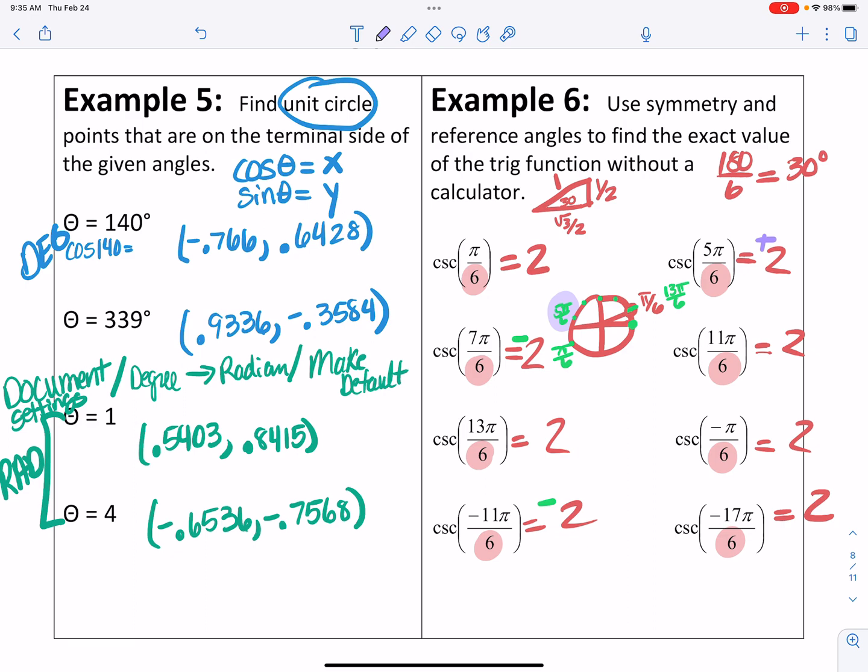And then 11 pi over 6, so here's 7 pi, 8 pi, 9 pi, 10 pi, here's 11 pi over 6, so that's going down. That's a negative. A negative pi over 6 is the same. These are actually the exact same answers.